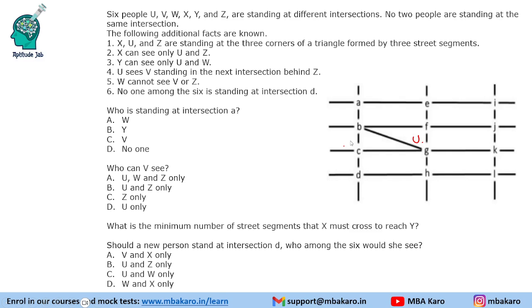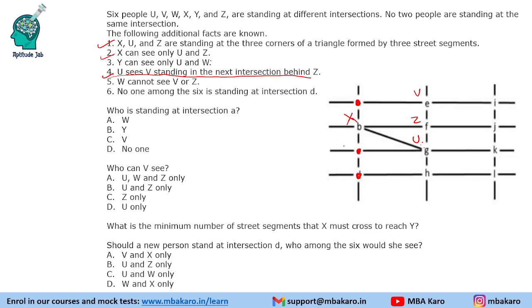Now if in the examination you are able to get the right answer in the first trial, then you should go ahead with it and not check all the possibilities. Now if we put U at junction G, we are given that U sees V standing in the next intersection behind Z. So U, Z and V, this will be the case. So X, U, Z will form a triangle. Now we are given that X can see only U and Z, so that means no one is standing in these points. That is why X can see only these two people.